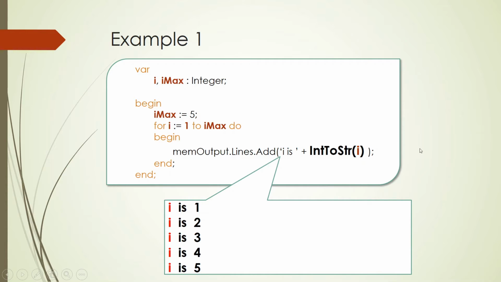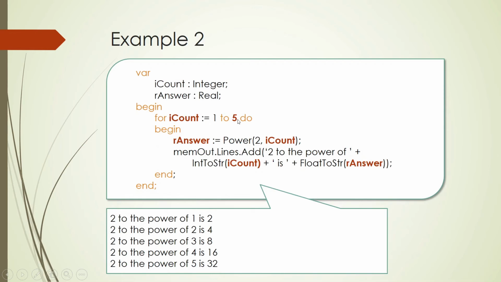Let's look at another example. In this example, I've got a counter called iCount, a loop counter variable. My loop is running from 1 to 5. And all I'm doing is finding the power. Power is your base and your index. My base is 2 and my index is the value of iCount each time.